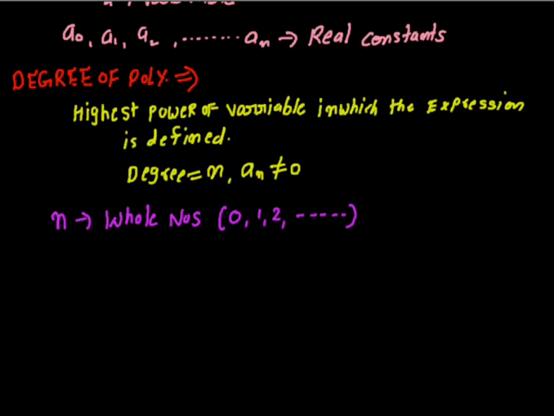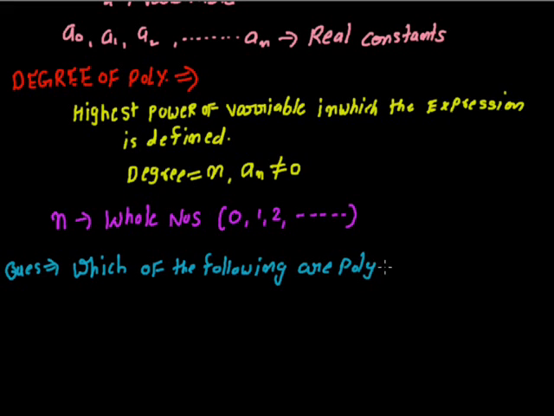Now let us solve some questions. Our first question is: which of the following are polynomials? We are writing some expressions and we have to tell which of the following are polynomials or not. Our first expression is square root of 3x square plus 2x plus 5. Then we write down the second, that is x plus 1 by x. Then we write down the third one.